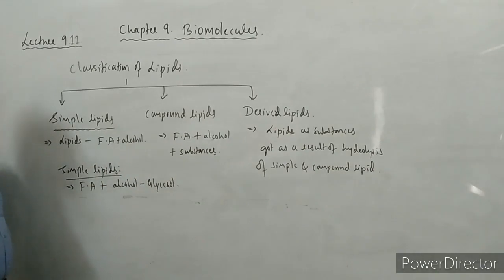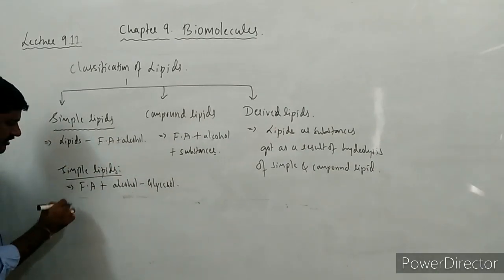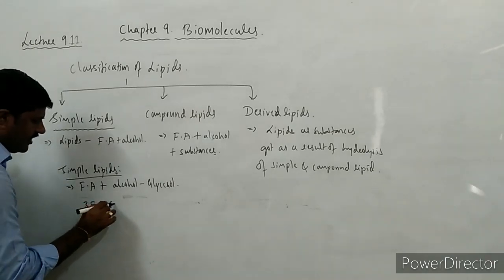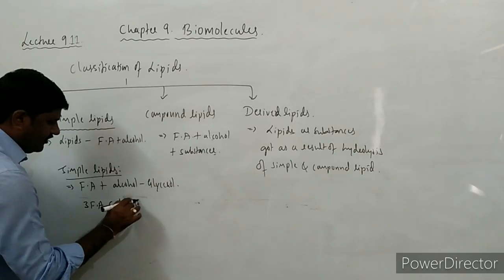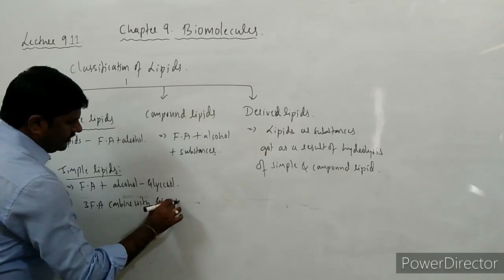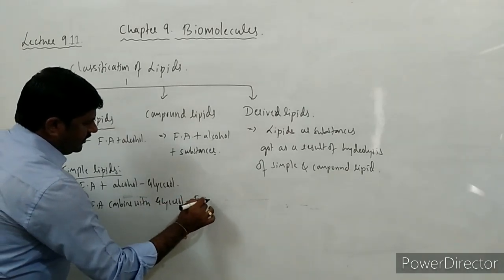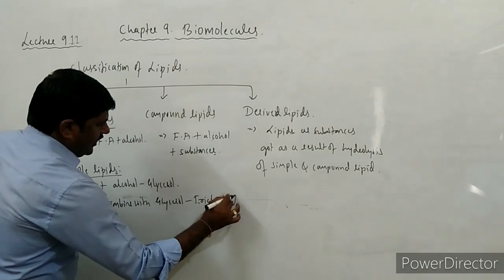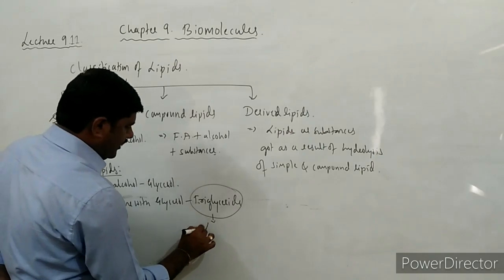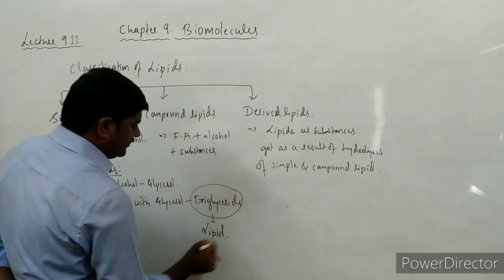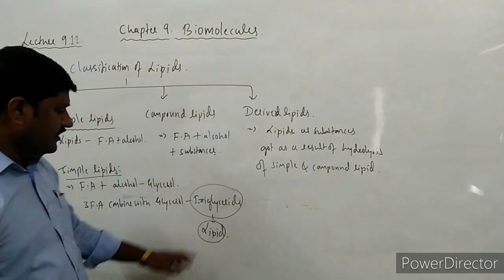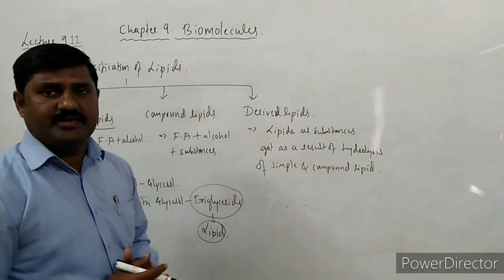Already I have explained to you, there are three fatty acids combined with an alcohol called glycerol, so as to form triglyceride. Triglyceride itself is one of the simple lipids. So these lipids have been classified into different types.